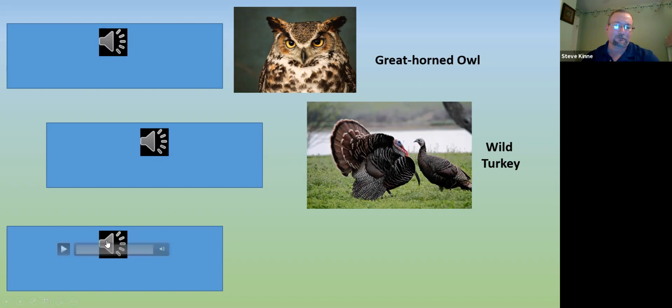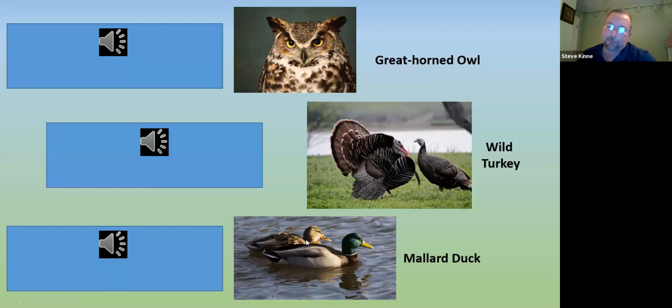Here's one more, the common one. So most people would recognize that certainly as a duck, and it turns out that mallards are really one of the only ducks that truly quack. I'm not a waterfowl expert, but my understanding is they're one of the few that actually quack. So mallard ducks are pretty common.